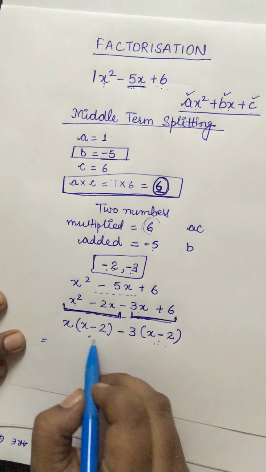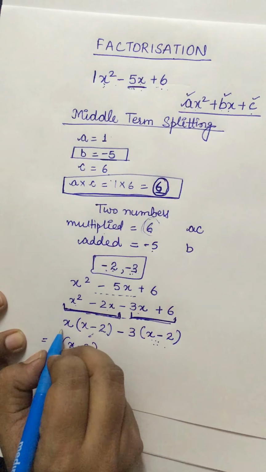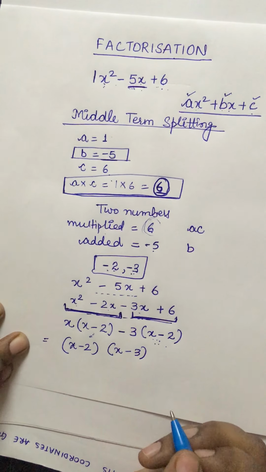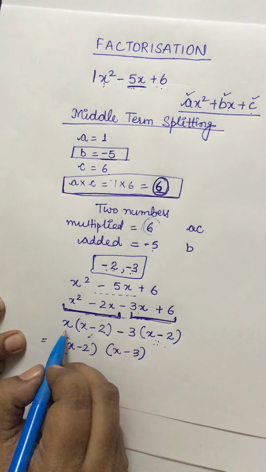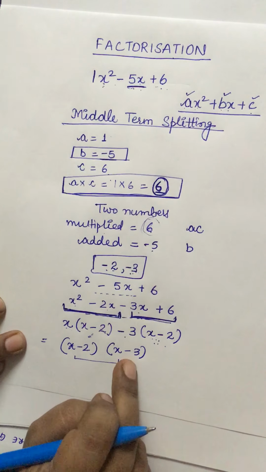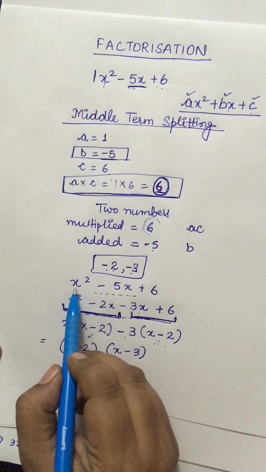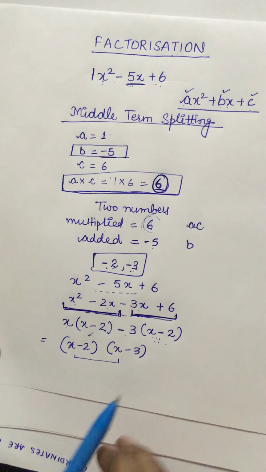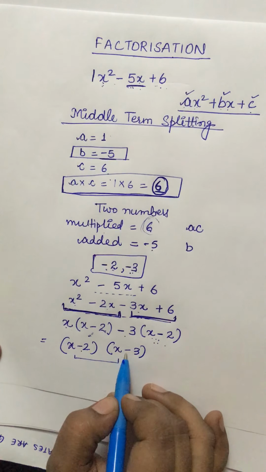So it will be equal to x minus 2 again can be taken common. What are we left with? X and minus 3. So in the first bracket we will write this common factor, and in the second bracket we will write x and minus 3. So these are the required two factors. In the rough you can just multiply these two, and after multiplying you will again get x square minus 5x plus 6. This way you can check whether you have done it correctly or not. So the required two factors are x minus 2 and x minus 3.